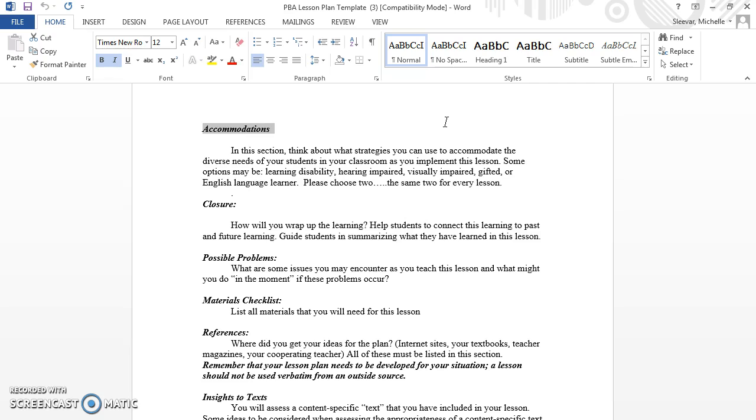I would like for you to stick with these same 2 exceptionalities for every single lesson plan that you write for the rest of the semester, because you get to get your head in the idea of, okay, if I had these 2 exceptionalities in my classroom, how would I continue to accommodate them?